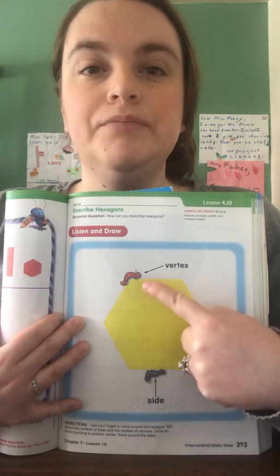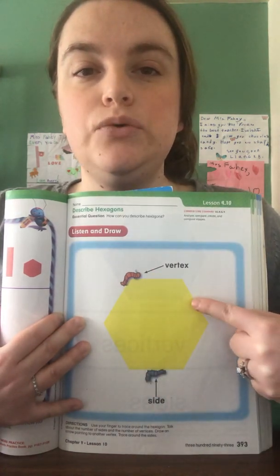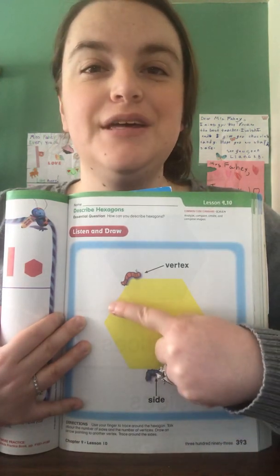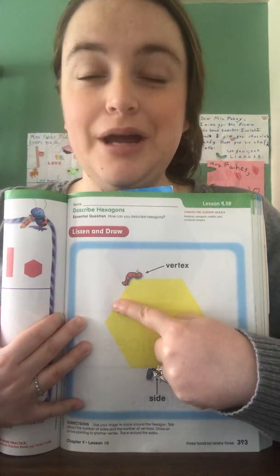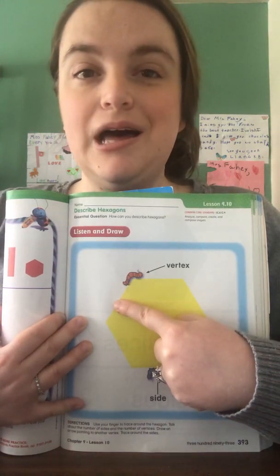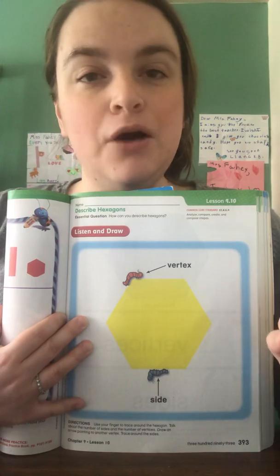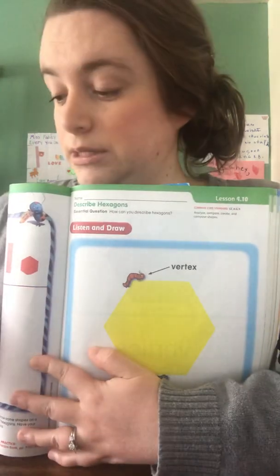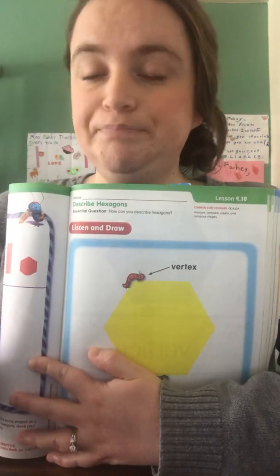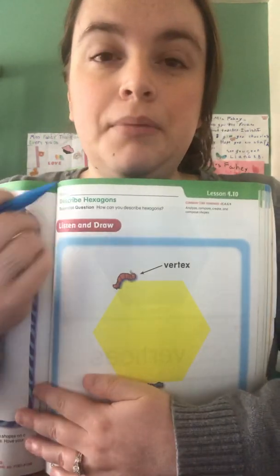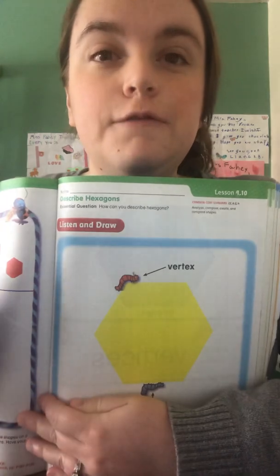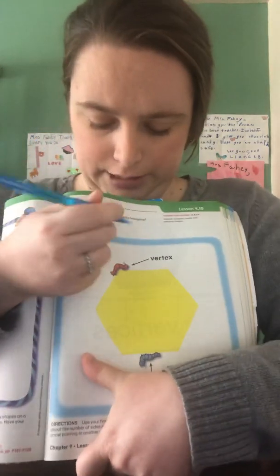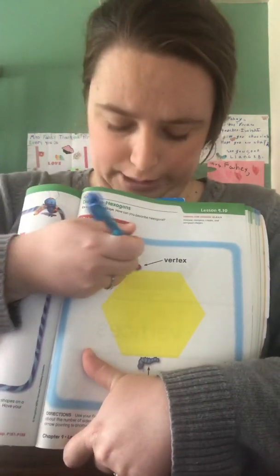Ready? Count with me. 1, 2, 3, 4, 5, 6. So this is a proper hexagon with 6 sides. Now let's count the vertices, and to help me keep track, I'm going to use my pencil and write the number as we count. So count the vertices or the corners with me. Are you ready? Let's start with where our worm is.